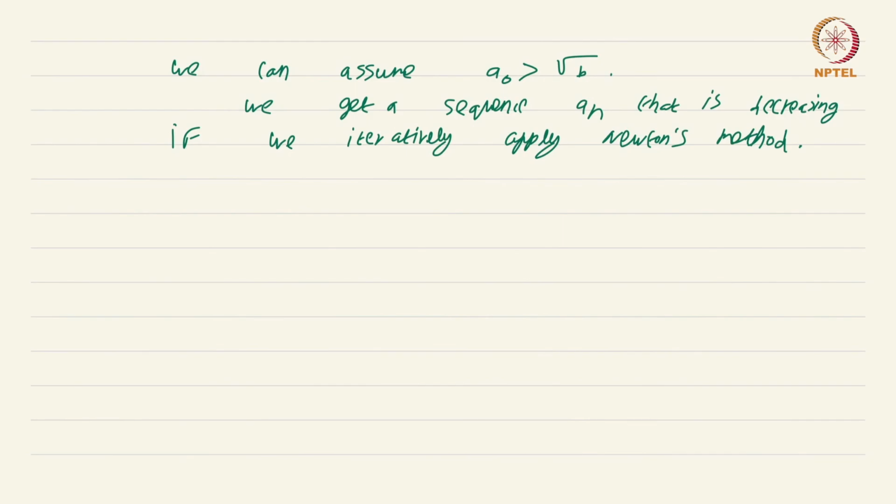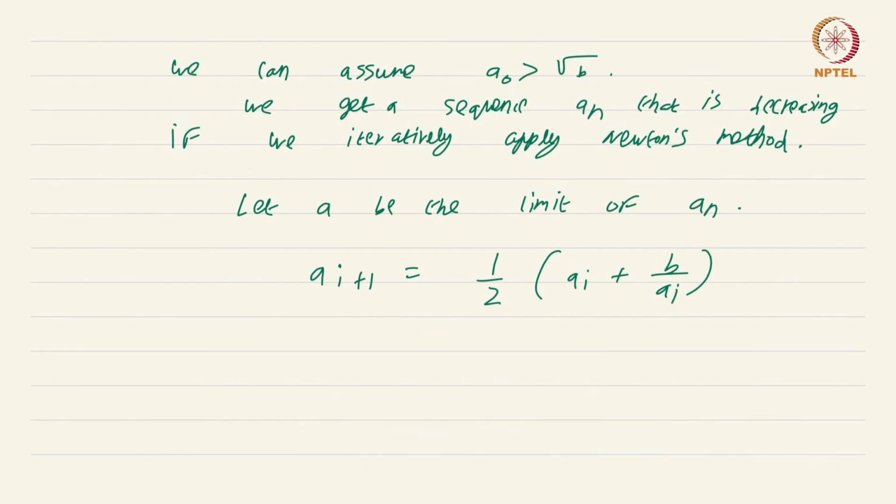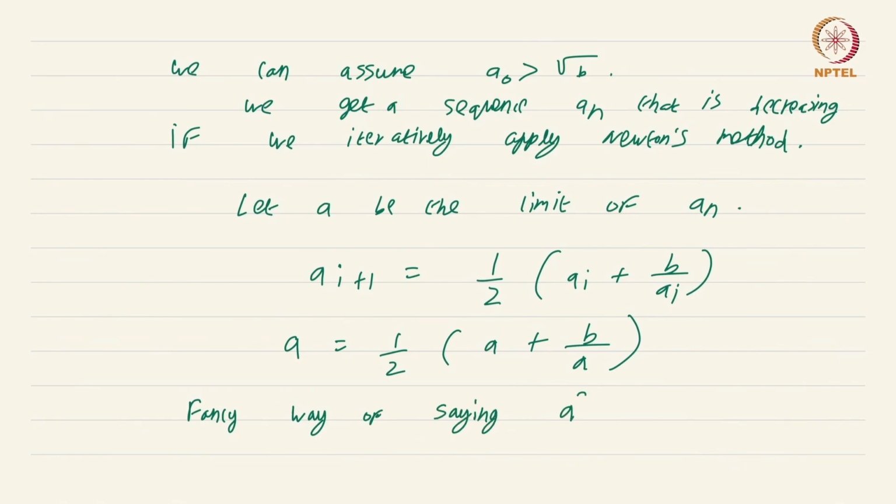Okay, because a decreasing sequence that is bounded below by square root of b has to have a limit, let a be the limit. Let a be the limit of an. Okay, now at each stage we had iterated by this procedure a of i plus 1 equal to half of ai plus b by ai. Then taking limits on both sides, you get a is equal to half of a plus b by a. Okay, this is just a fancy way of saying a squared equal to b.